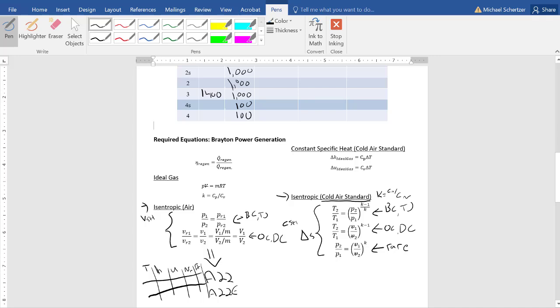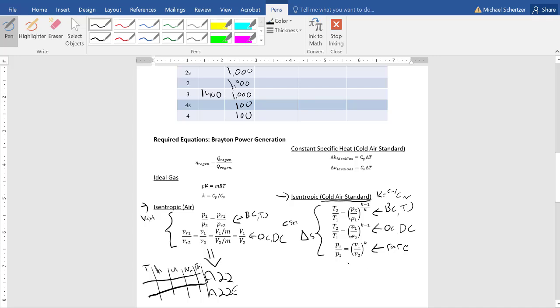So it's important to know first what the isentropic processes are. Then it's important to know, is it constant specific heat or a cold air standard, or is it variable specific heat or an air standard analysis, right? And then we're going to know, is the system open or closed? And that's going to tell us, do we want a pressure ratio or a volume ratio?